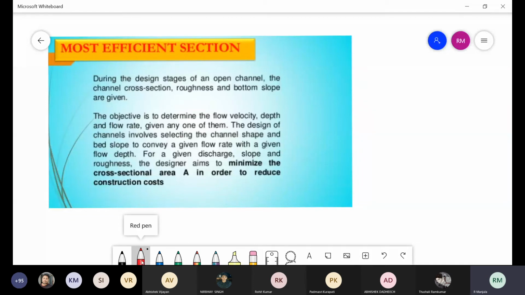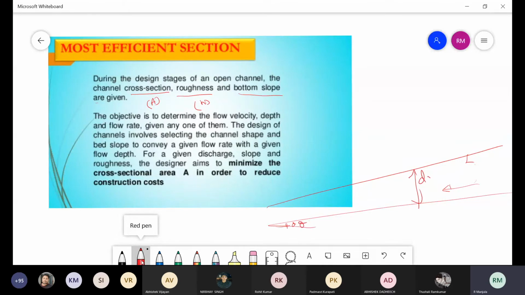So here, in the most efficient section, we have seen the channel cross section, roughness, and bottom slope. Bottom slope is, suppose this is your channel, maybe the bottom slope is a very small theta. Suppose the flow is due to gravity, and the flow direction is like this. Theta is a very small longitudinal slope. This is nothing but your slope.